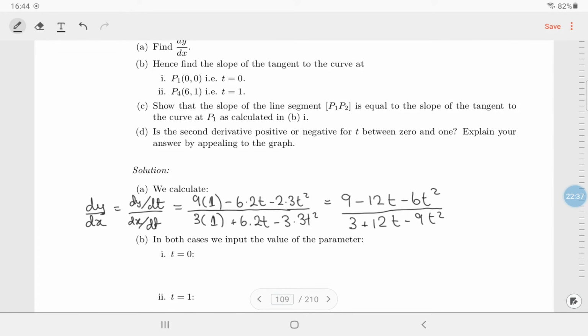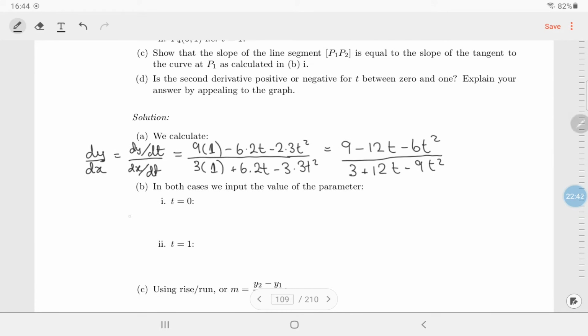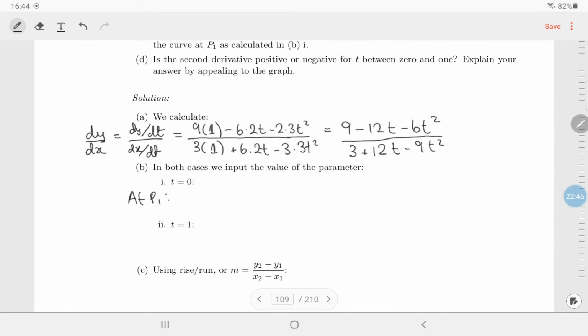So all we have to do is substitute t equals 0 into that. So at P1, all I have to do is substitute t equals 0. What is clearly going to happen is all the t's are going to be 0. So you're just going to end up with 9 over 3, which is equal to 3.